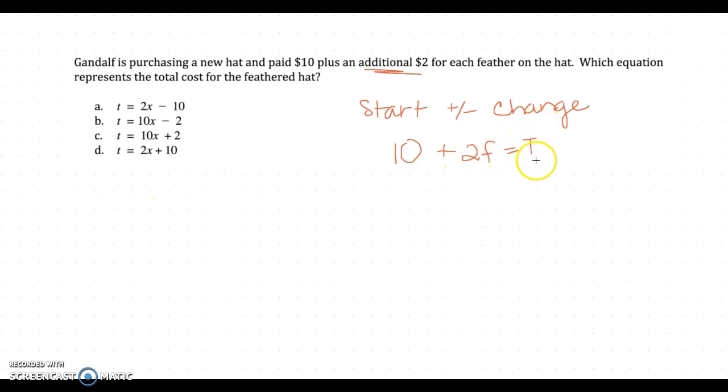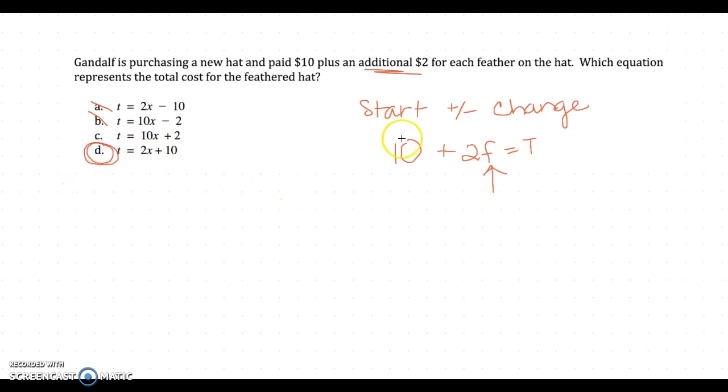So now I want to look at which one of these matches mine. The first thing I notice is that we all have equals t, so that's not going to help me narrow it down. And then none of these exactly match, like mine says 10 plus 2f, but I want to look at what one's the next closest? So first of all, I notice I have a plus in mine and these first two have minuses, so I know right off the bat those are not going to be it. So I'm looking between C and D. And in mine, the variable is with the 2 and the 10 is by itself, and so that's what I want to look for. So that is going to be option D.